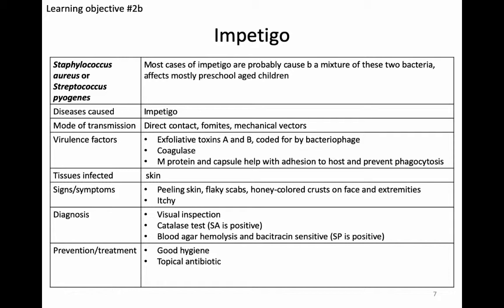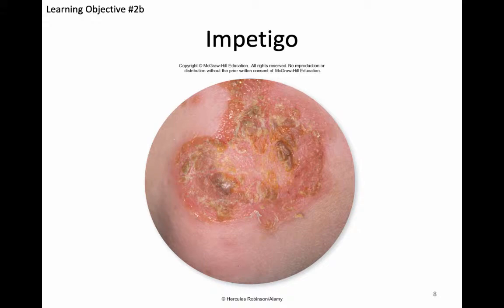Okay, so let's look at a picture of impetigo, and then we'll talk just a little bit about diagnosing it. The impetigo rash is often on the face, and it's often in preschool-aged children. The rash is described as being honey-colored and flaky, so it kind of looks like a really dry area. And the reason the rash looks this way is because of the production of exfoliative toxins by the bacteria, which cause the layers of the skin to separate and start flaking off.